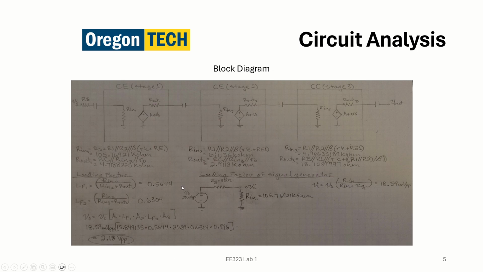Another issue is the loading factor of the signal generator, right? So if you're sending a 20 millivolt peak to peak signal out of the signal generator, the signal generator's impedance is 50 ohms. So you would plug that into the input impedance, or the Rn of your first stage, and the output would end up being a little less. It would be a little attenuated because of the input impedance of the signal generator. So, for mine, I had a 20 millivolt peak to peak coming out of the generator, but by the time it actually went into the amplifier, it was 18.59 volts peak to peak.